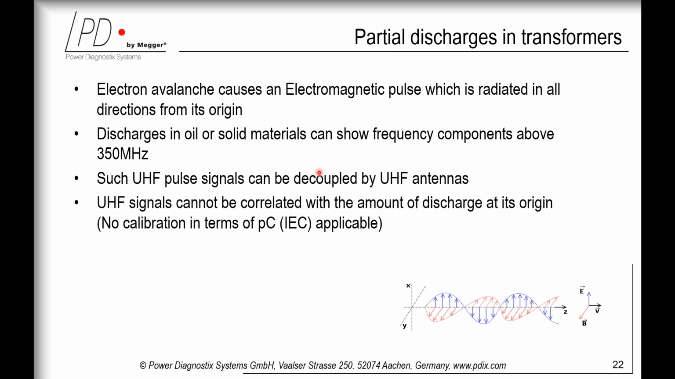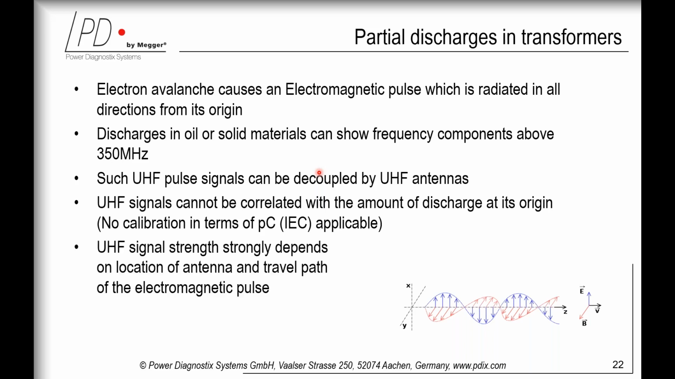However, UHF signals cannot be correlated with the amount of discharge at its origin, so no calibration in terms of picocoulomb is applicable, since the signal strength strongly depends on the location of the antenna and the travel path of the electromagnetic pulse through the transformer tank.